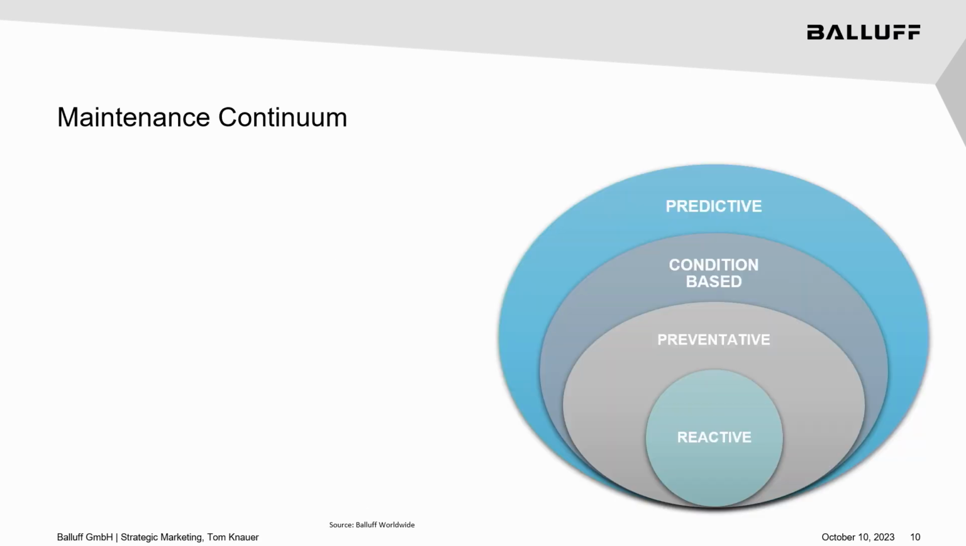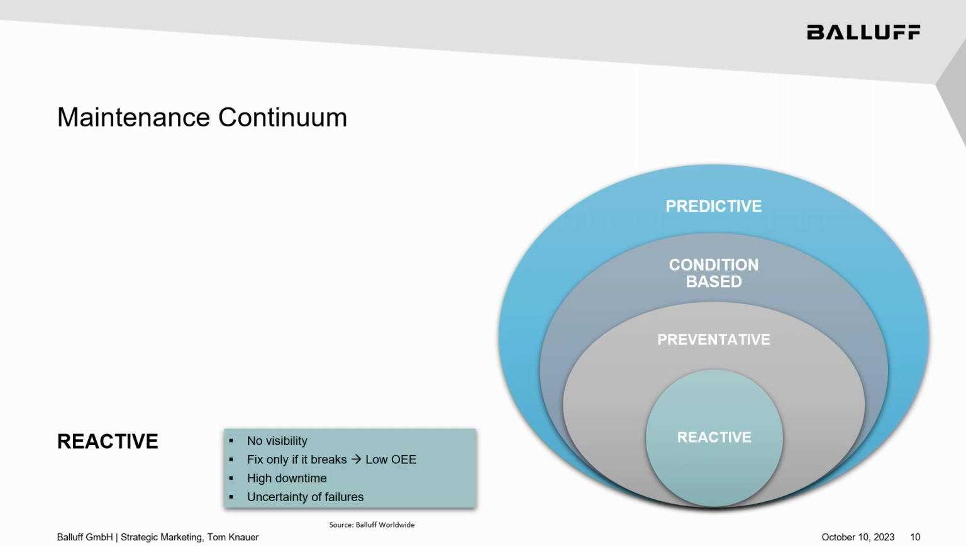So now let's talk a little bit about how people do maintenance. We call this the maintenance continuum, and there are 4 basic maintenance philosophies that we see out there. The first is what we call reactive. That approach is basically run to failure. You just run a piece of equipment or machinery until it breaks, and then you go out and fix it.